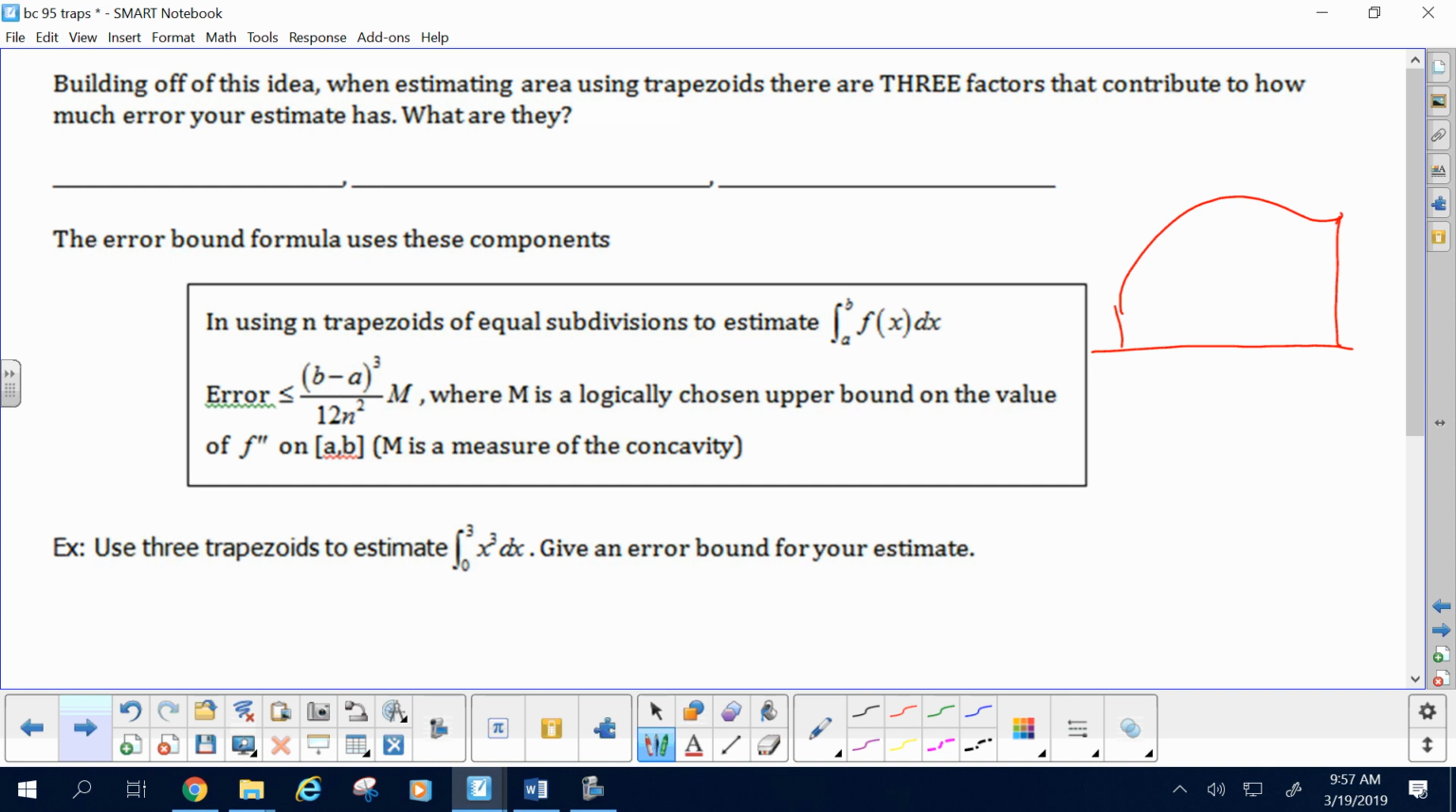Number of trapezoids, wonderful, okay. We know that's a relationship of the more trapezoids, the less error, and the fewer trapezoids, the more error. That's an inverse relationship, okay. What is another? These other two are less obvious.